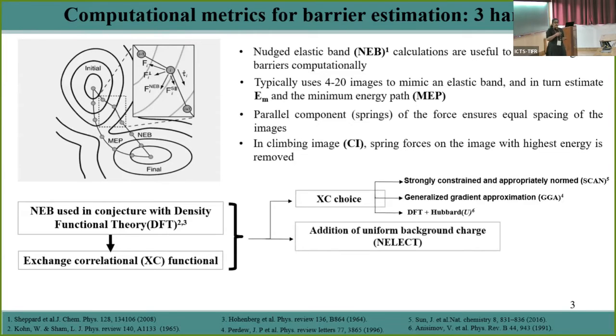The second handle happens to be the addition of uniform background charge, or NLEC. This is basically done in order to ensure charge neutrality is maintained in these systems which do not contain a transition metal ion. The third handle happens to be the addition of the climbing image approximation. This doesn't have anything to do with the exchange correlation functional, but it is a small modification to the NEB calculation itself. So we try to vary these 3 handles and see how the barriers that are predicted using NEB calculations are affected.